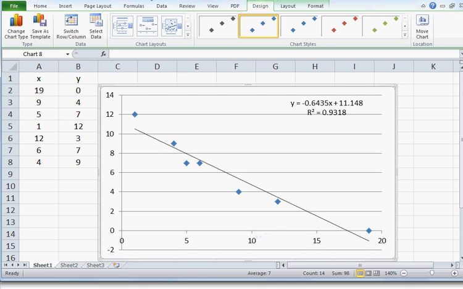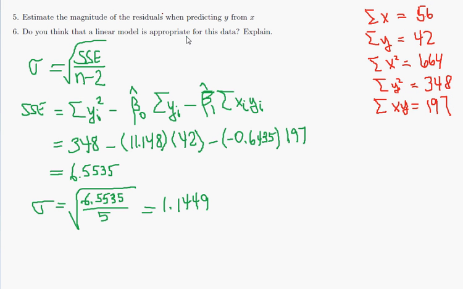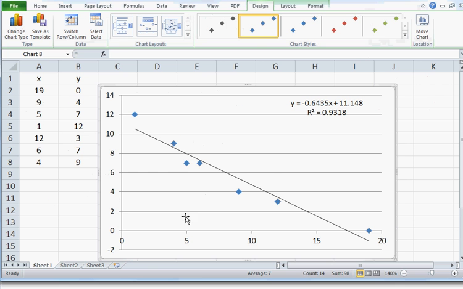The last part of the question asks, do you think that a linear model is appropriate for this data? Now, the great temptation would be to say yes, it is, because the r squared is so close to 1. But we notice something very subtle. These 2 points are above, the one on the end is above here, while the ones in the middle are all below. That should not happen.